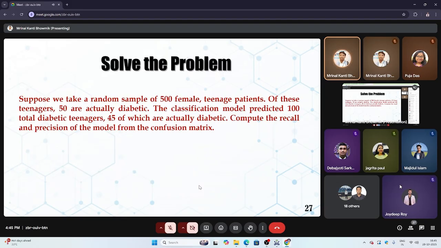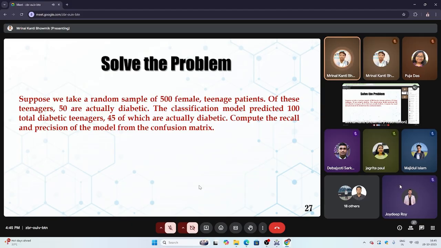So suppose in this example, we have taken a random sample of 500 people, and there are teenage patients. Of these teenagers, 50 are actually diabetic. The classification model predicted 100 total diabetic teenagers, and 45 of which are actually diabetic. So can we compute the recall and precision of the model from the confusion matrix? Yes, we can calculate. From the given data, we can see that the total number of samples is 500, and the actual diabetic patients are 50 and predicted diabetics are 100.